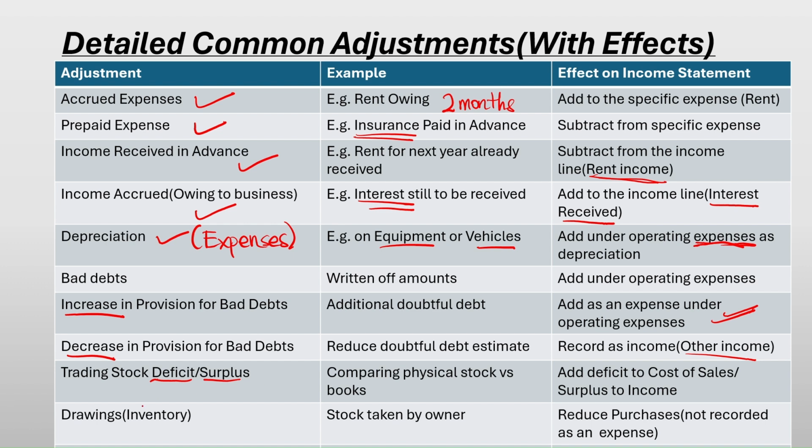Then with drawings, it is stock taken by the owner. And this one we are going to reduce from purchases. This one is not recorded as an expense. Remember what I said: when you calculate your cost of sales, you do opening stock plus purchases. So the stock that was taken by the owner, you are going to reduce from that purchases. You're not going to add it to your expenses. No, no, no. It's not part of your expenses as a company, right?